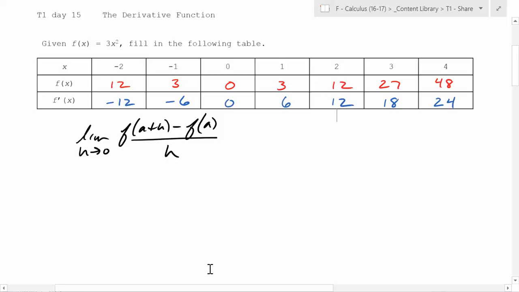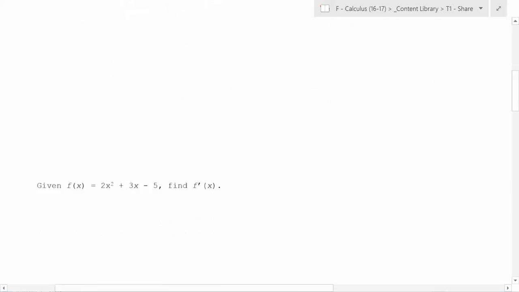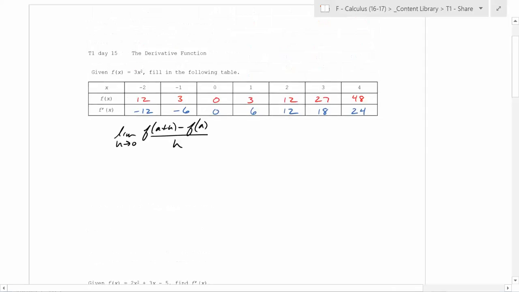So that's a decent amount of work, right? The divide and conquer as we fill in this chart. So finding derivatives is challenging. So let's take a look at this for a second, though.